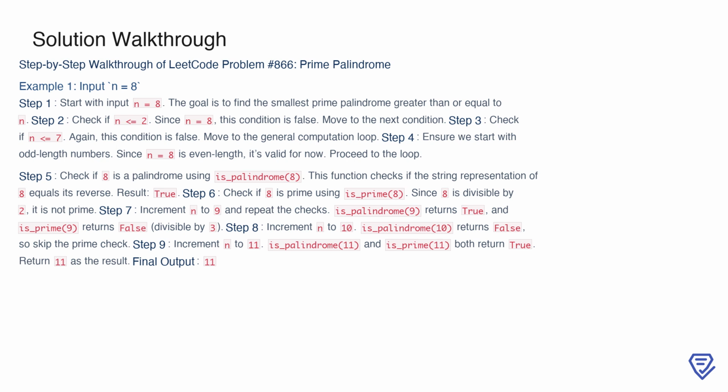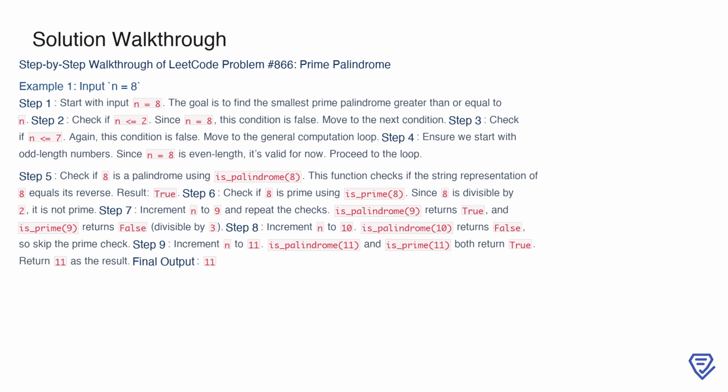At this point, we increment n to 9 and repeat the checks. For n equals 9, it is a palindrome, but it is not prime since it is divisible by 3. We then increment again to 10, which is not a palindrome, so we skip the prime check.